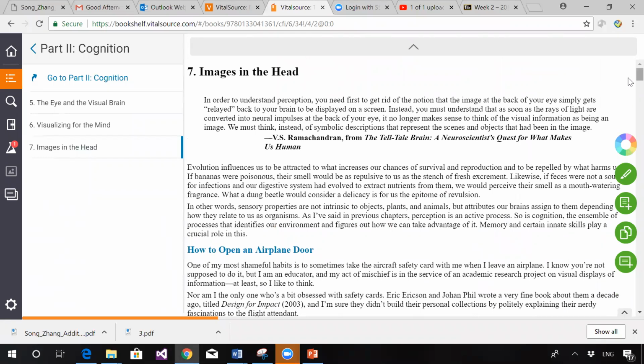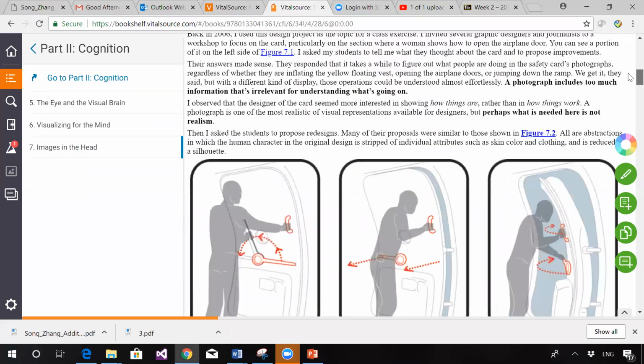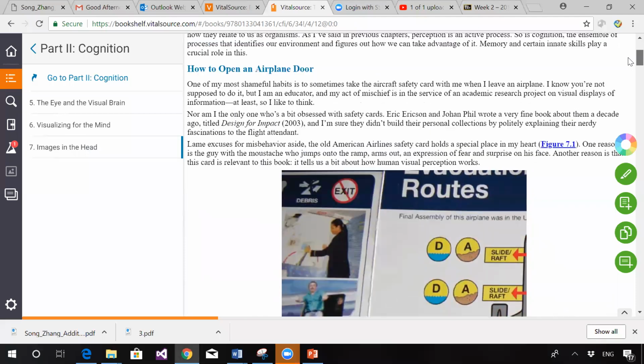The author firstly gave us an example about how to open an airplane door. Well, he wrote it to be very funny, and basically he mentioned that for his study purposes, he always looks very, very carefully at the instructions on an airplane about how to open an airplane door. This is one of his findings.